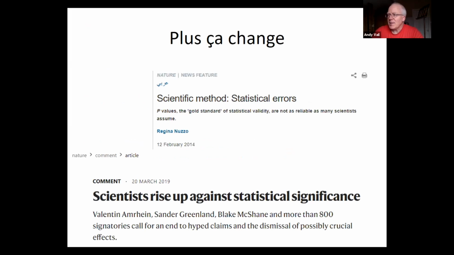No. 5 years later, here's a news feature in Nature: P-values are not as reliable as many scientists assume. Basically, scientists don't understand p-values. And another 5 years later, coming more up to the modern time, statisticians and epidemiologists are again saying, for heaven's sake, you don't understand p-values, you don't understand statistical analysis, please stop getting it wrong.